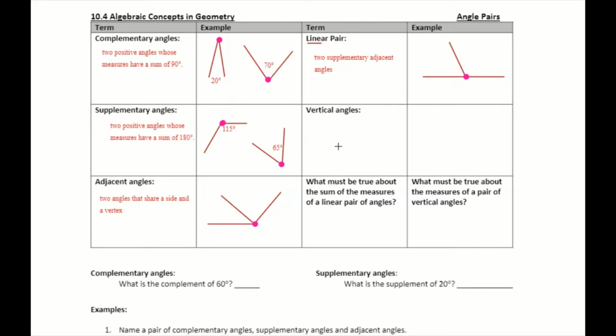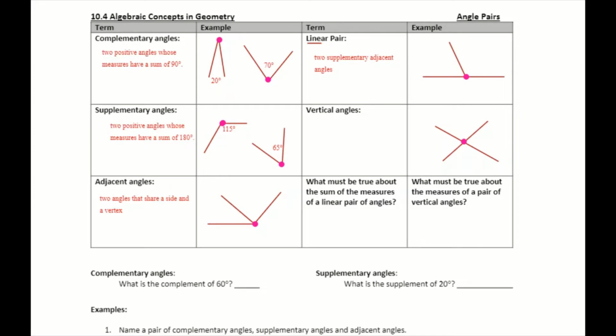Now vertical angles are what you get when you get two crossing lines. Okay, so let's say I had a line that does this and a line that does that. What I've formed here are four angles. I've got this angle up here, I've got an angle over here, an angle down here, and an angle over here to the right. So what I have is two pairs of vertical angles.